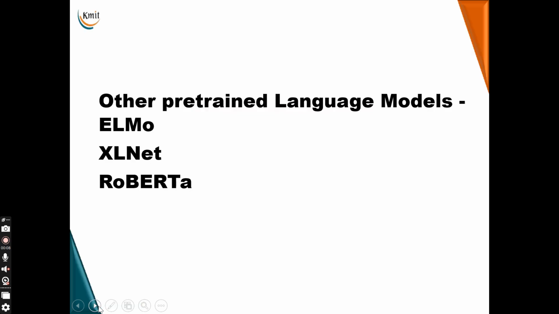Hello everyone. In the previous session we have seen various pre-trained language models like BERT and how it is pre-trained, how it is fine-tuned to perform specific tasks. So we have seen BERT. In today's session we'll be learning some more pre-trained language models like ELMO, XLNet, Roberta, etc.